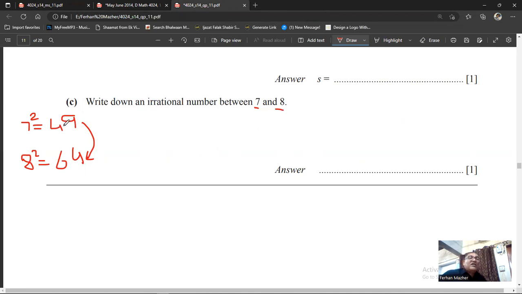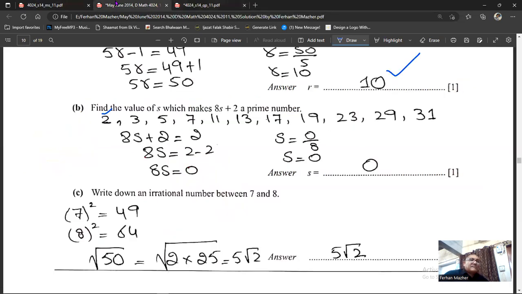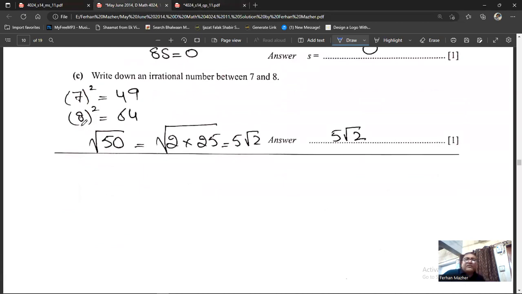Another method is, between 49 and 64, you take 50. Because 50 is 25 into 2, so 5 will come out of the radical sign, and here you have root 2. This is a number which will be between 7 and 8. Or you can take any prime number between 49 and 64 and take its square root. That will be an irrational number.